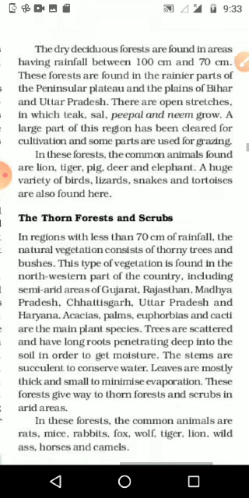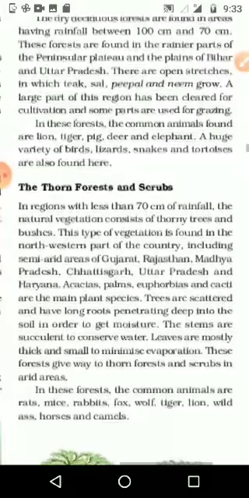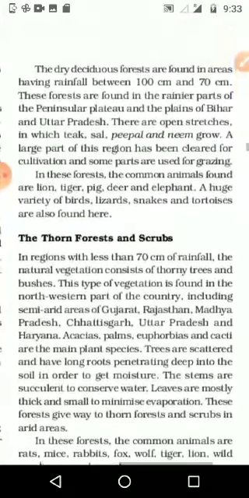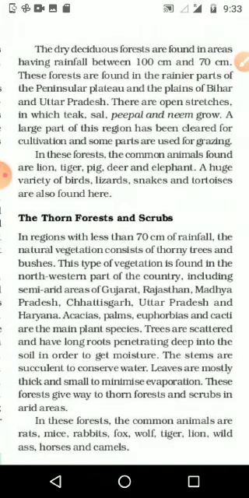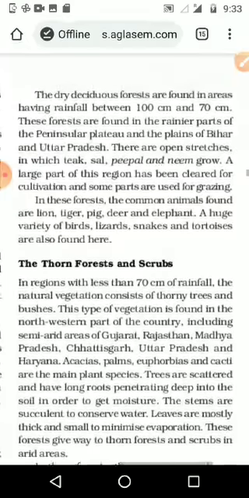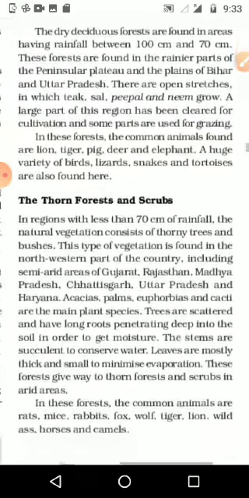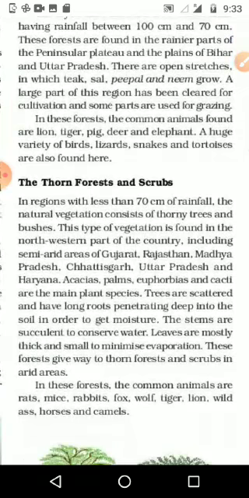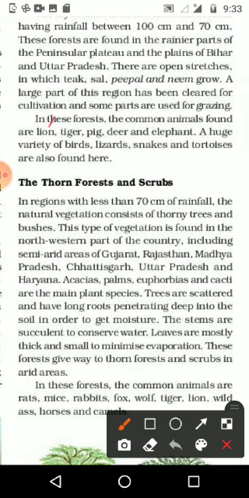Even in Tamil Nadu, we can see many areas where neem trees and peepal trees are growing. The larger parts of this region have been cleared for cultivation, and some parts are used for grazing also. So the deciduous forest is used for cultivation as well as grazing purposes. In this forest, the common animals found are lion, tiger, pig, deer, elephant, etc. A huge variety of birds, lizards, snakes and tortoises are also found here.